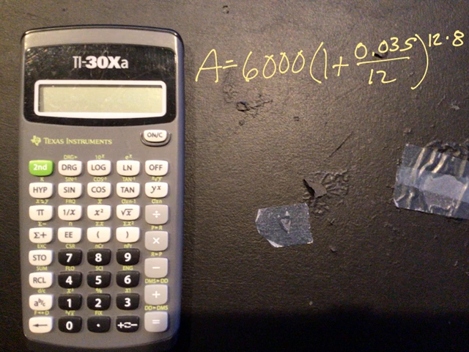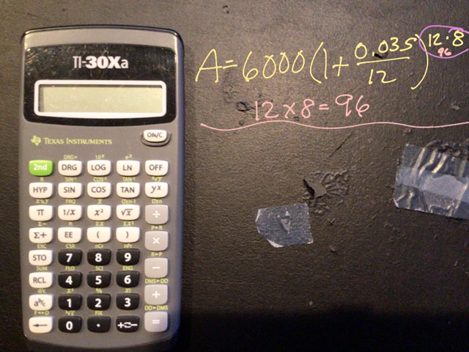When you go to do this, you're going to need to do it in steps. But the beautiful part is you never have to clear your calculator. The very first thing we need to do is calculate our exponent. So first thing I want you to do is take 12 times 8, which gives us 96. So our exponent has a value of 96. That's step one.